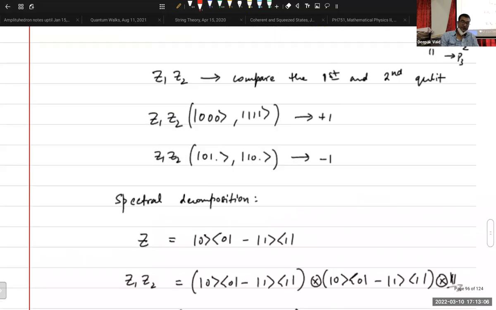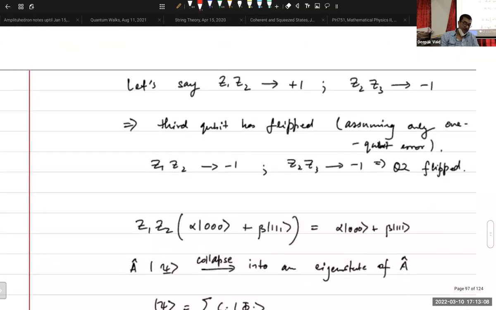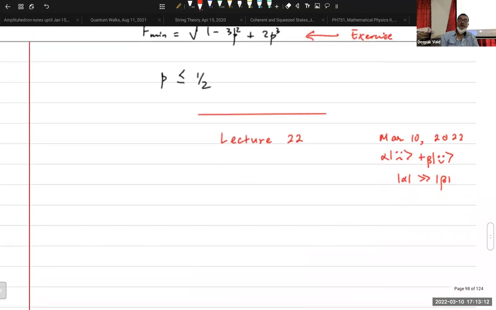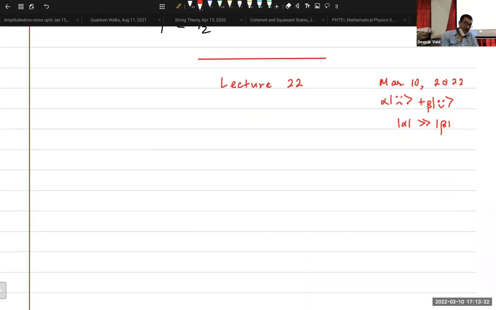Now, the thing that was missing in yesterday's discussion was a description of how precisely you measure these syndrome operators in terms of a quantum circuit language, because we want the precise circuit implementation of this error correcting code. So that is part of what I'll talk about today.